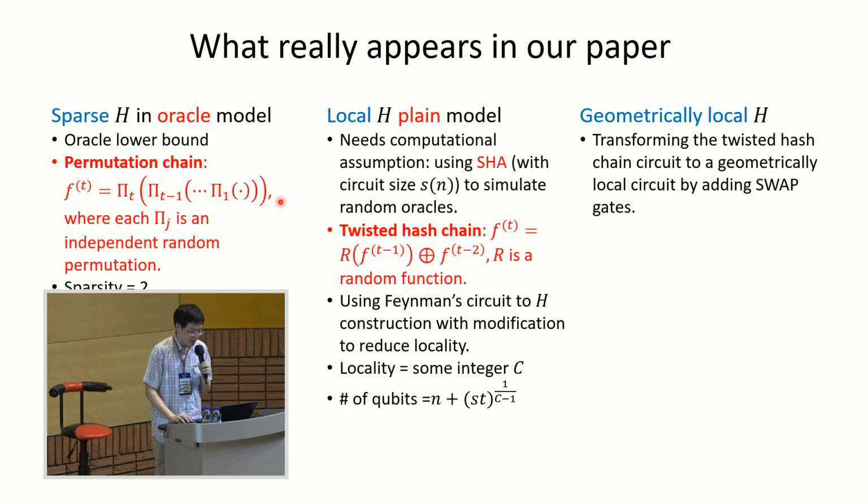Okay. And so as we said, we have 3 results, and here is a high-level summary of the results. And we actually have 2 different f_t. Okay, so the first f_t is how we do the sparse Hamiltonian in the oracle model. It's just a permutation chain. So you have a whole bunch of random permutations and chain them together, and you want to calculate this chain. So this is a chain with t different permutations.